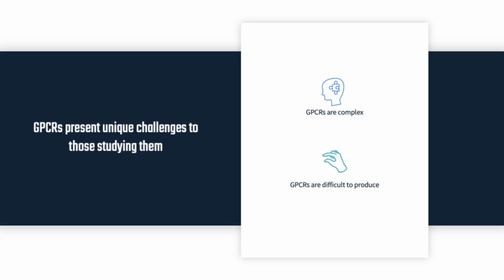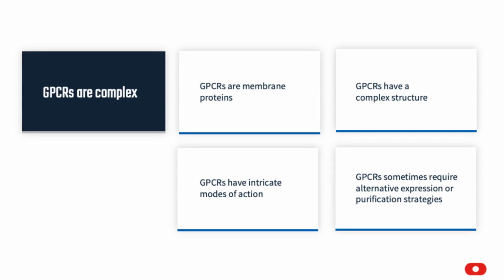Now, let's take a look at how the complexity and the preciousness of this sample can impact the measurement of the binding affinity. First of all, GPCRs are complex for several reasons. It can be because they are membrane proteins, but also because of their complex structure, and because they could have different complex modes of action. Sometimes they might also require alternative expression strategies. So these complexities also represent challenges to measure their interaction.